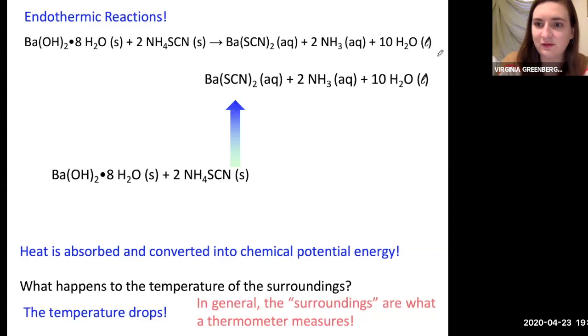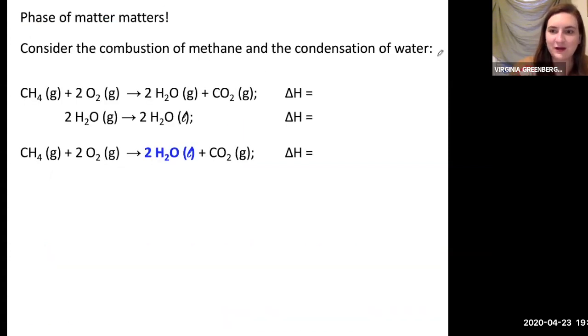Okay. And so if you're ever unsure what we refer to by surroundings, generally the thermometer is measuring the surroundings, just to keep that in mind. Okay, so we mentioned before that the phases of our different molecules change the enthalpy of our reactions. And this makes sense because different phases are experiencing different amounts of intermolecular forces, and so that will change the amount of stored energy.